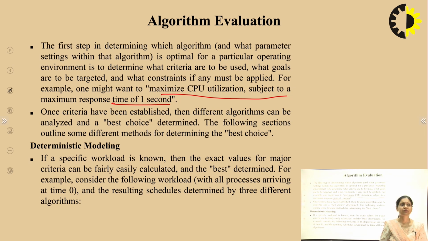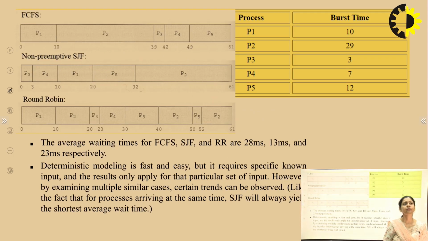The modeling we use when evaluating an algorithm is deterministic modeling, where if a specific workload is known, then the exact values for the major criteria can be easily calculated and the best model or algorithm can be taken up. For example, consider a workload with all the processes arriving at time 0 and the resulting schedules determined by 3 different algorithms.